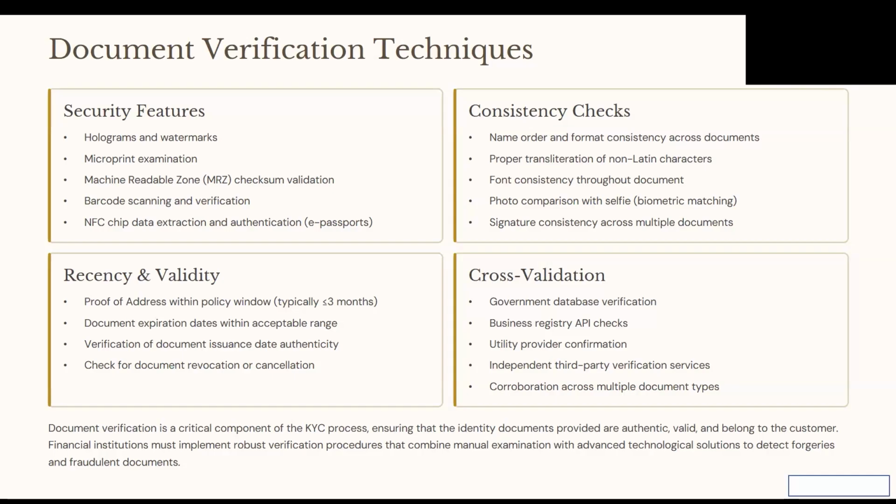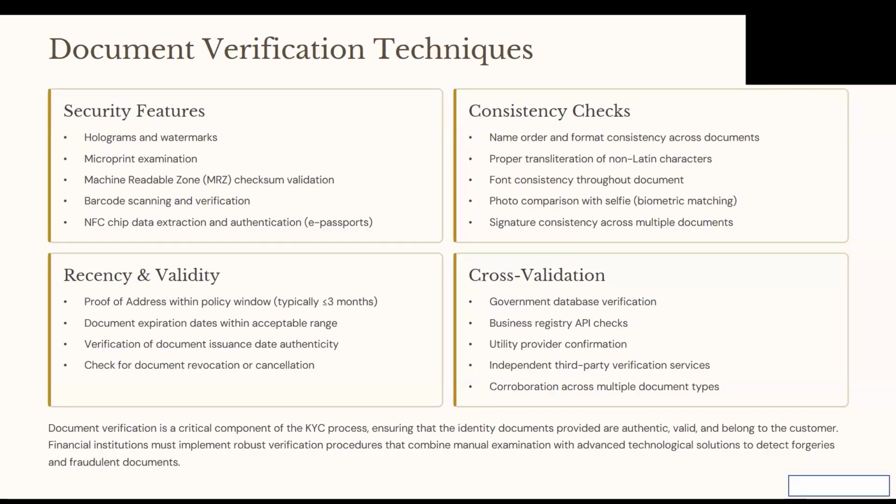Photo comparison with selfie, biometric machine, signature consistency across multiple documents, whatever attestation he is doing physically for the signature. Recency and validity: proof of address within the policy window, 3 months. If you rented a property and keep changing, you have to update your most recent proof of address. Then document expiration date. Let's say you have provided an expired passport. That's not acceptable. The validity is important.